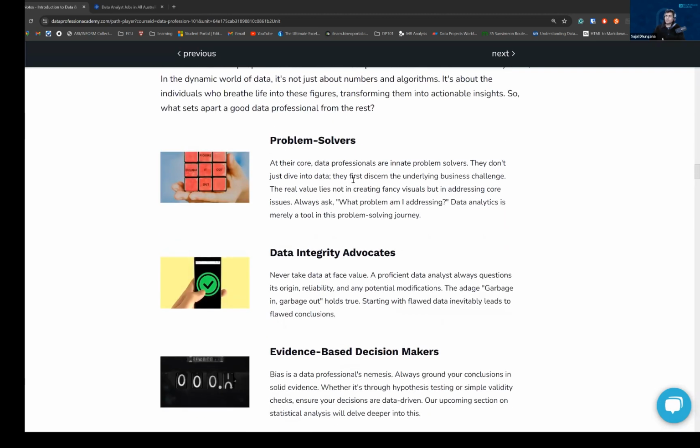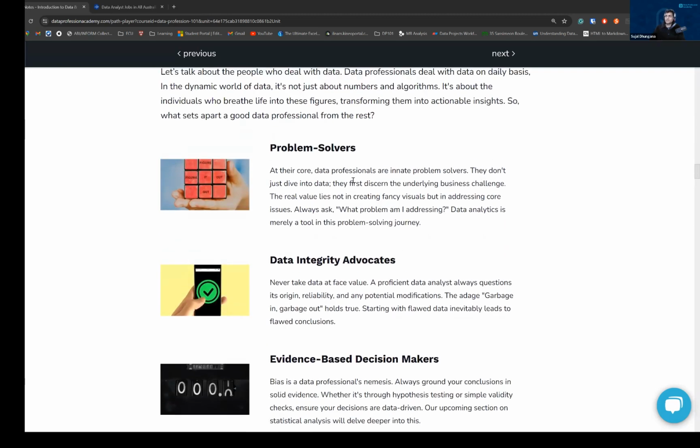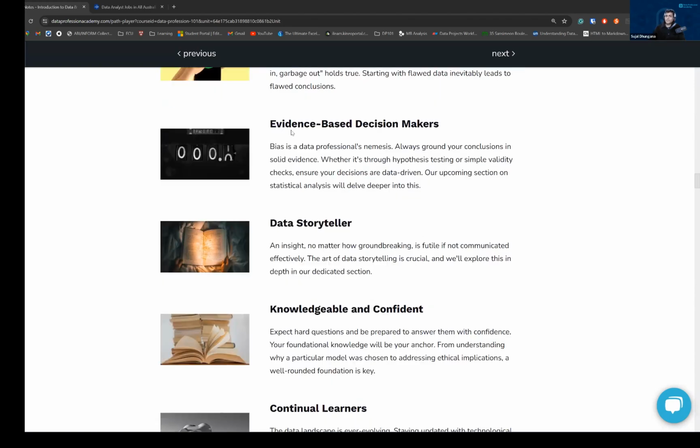So the first thing was problem solving. The second thing is being a data integrity advocate, so being able to advocate for data quality, or knowing that data quality is what matters the most. Third is evidence-based decision maker. So always ground your conclusions on evidence. Don't go just for gut feeling. Sometimes, yeah, gut feelings are okay. But even when you have a gut feeling, you still need to back it up with data.